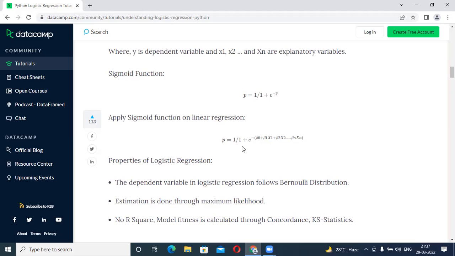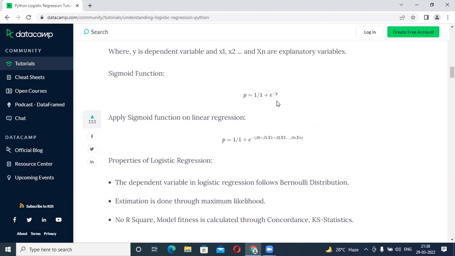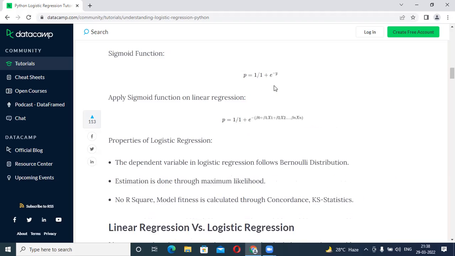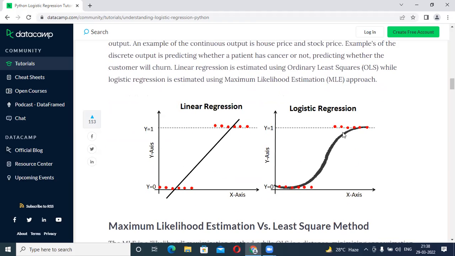So p is equal to 1 by 1 plus e to the power minus (beta 0 plus beta 1 x1 plus beta 2 x2 ... beta n xn). This is the equation of logistic regression. Now we will compare the linear function and the discrete function. Since this function is exponential in nature, we are using the e function. The curve rises exponentially and afterwards, at a certain point, it gets tempered.